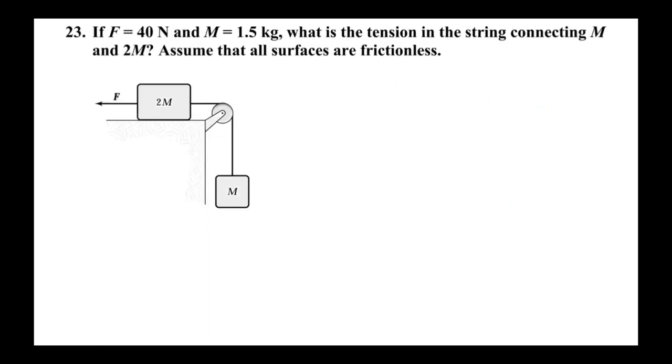If F equals 40 newtons and M equals 1.5 kilograms, what is the tension in the string connecting M and 2M, assuming that all surfaces are frictionless? Now in this situation, the system is moving with acceleration in this direction. It's A. Now we have the free body diagram here. We have mg, and we have tension. We also have tension in this one here.